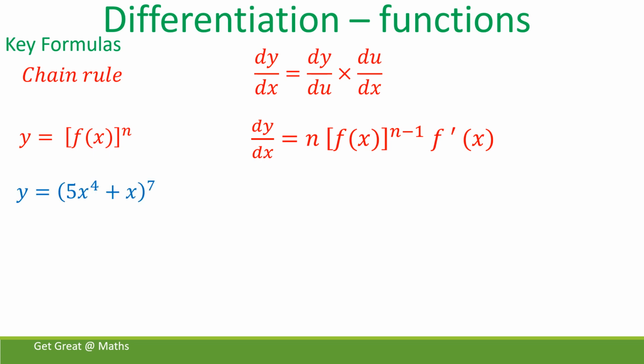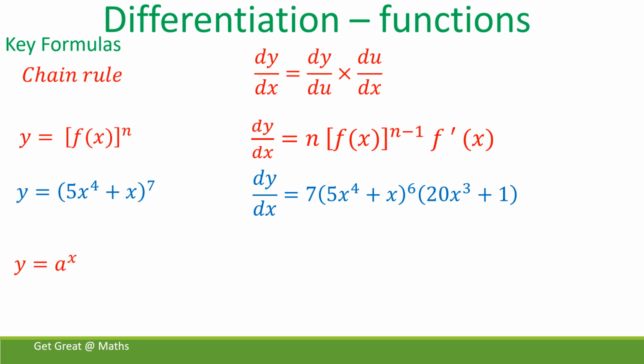An example of this is if I've got the function y equals 5x to the power of 4 plus x all to the power of 7. So I'm going to multiply by the 7, write the bracket exactly the same and take 1 from the 7 to give me 6. Then I've got to multiply by what's in the bracket. So the differential of 5x to the 4 plus x is going to be 5 times 4, which is 20, x to the power of 3, taking 1 from the power, plus the differential of x, which is just 1. So my answer becomes dy by dx equals 7 bracket 5x plus 5x to the power of 4 plus x all to the power of 6 times by 20x cubed plus 1.